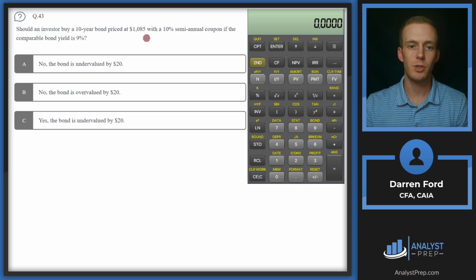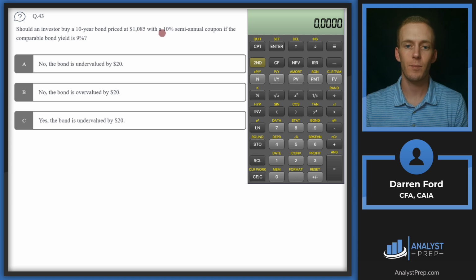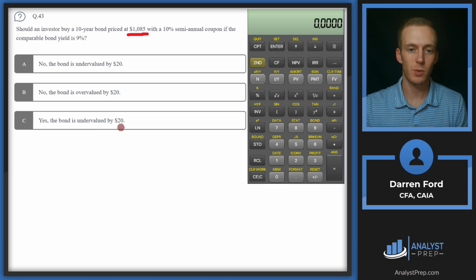Question 43. Should an investor buy a 10-year bond priced at $1,085 with a 10% semi-annual coupon if the comparable bond yield is 9%? So this bond is priced at $1,085, and we need to figure out whether we want to buy it or not. Our answers are: A, no, the bond is undervalued by $20. B, no, the bond is overvalued by $20. Or C, yes, the bond is undervalued by $20.